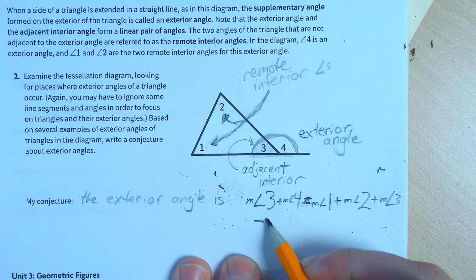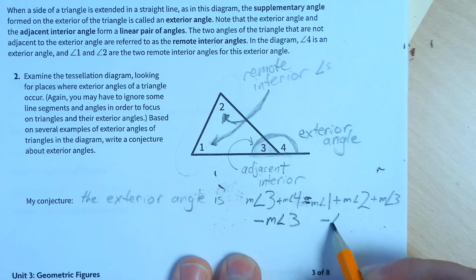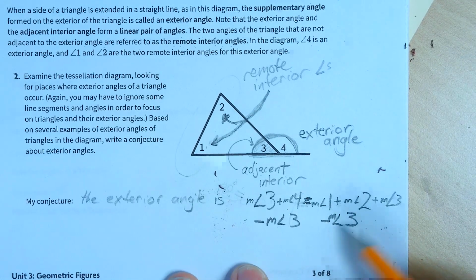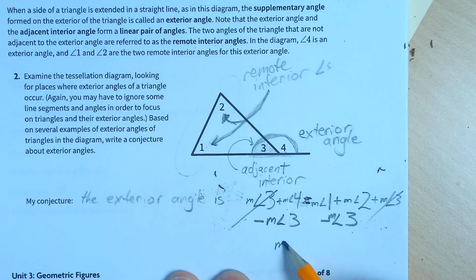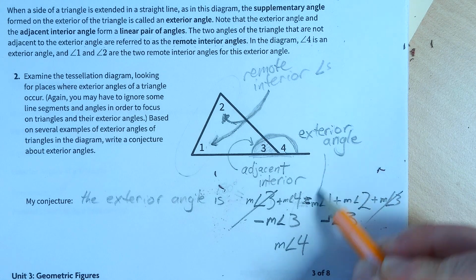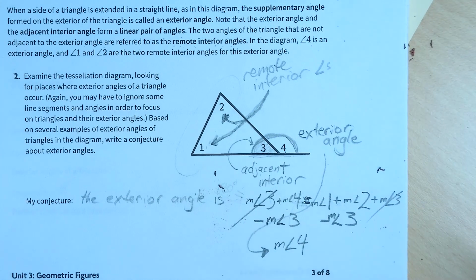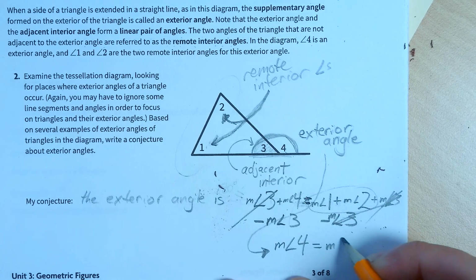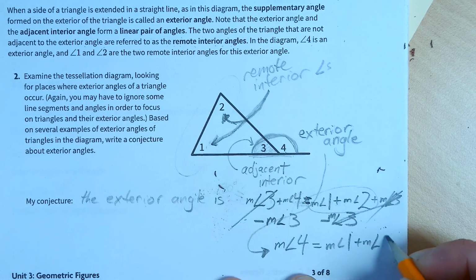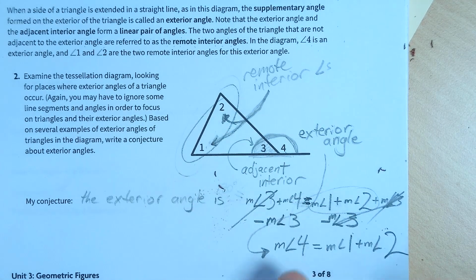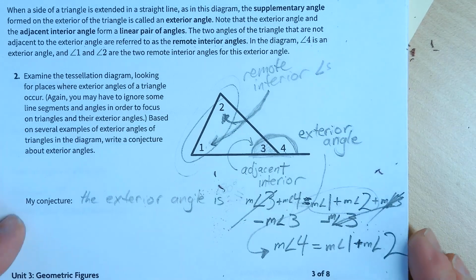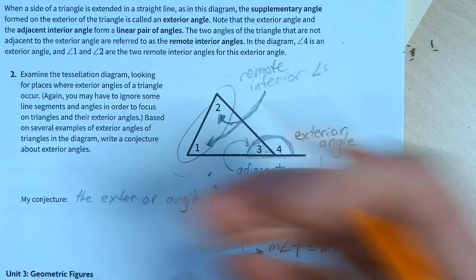What if we subtract the measure of angle 3 from both sides, doing some algebra? Now we have the measure of angle 4, which is the exterior angle, equals, that's gone, so it's just these two, the measure of angle 1 plus the measure of angle 2. Look at that, 4 equals 1 and 2 added. That's not even a conjecture, we already proved it. Well, now you know the exterior angle theorem.